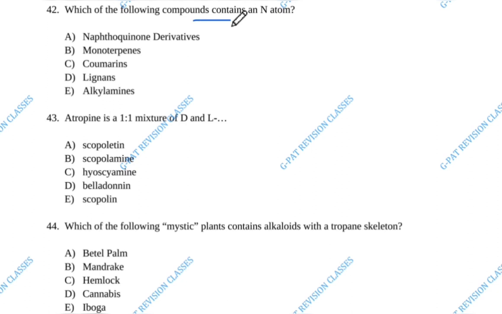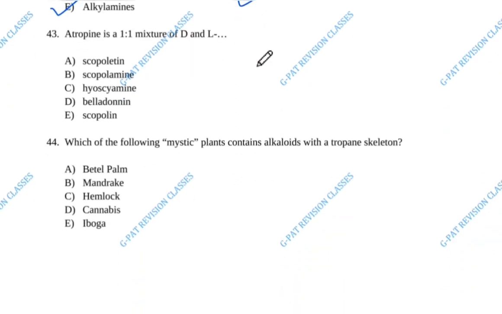Which of the following compounds contains an N atom? The answer is E, alkylamines. Next is question number 43. Atropine is a 1:1 mixture of D and L hyoscyamine. The answer is C, Hyoscyamine.